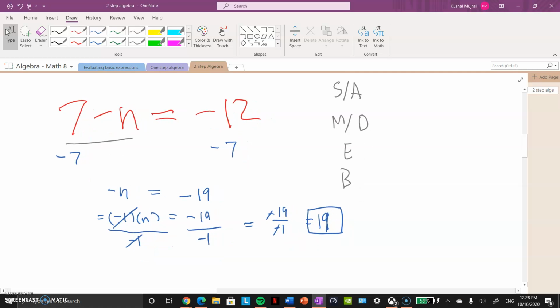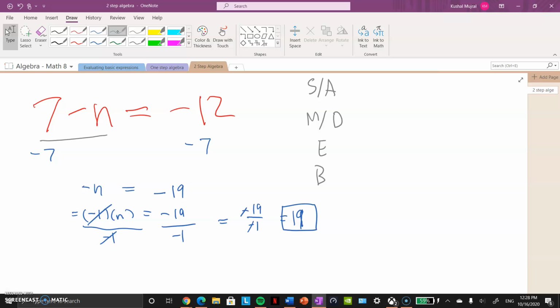You might be wondering why I didn't do this. Let me show you. 7 minus n equals negative 12, and then I add n to both sides. But the thing is, we want n to be completely by itself, right? Then this would be equally as complicated. We didn't really do anything. We didn't really solve anything there. So that's why we just want n to be completely by itself. So first we would take away the 7 from both sides.